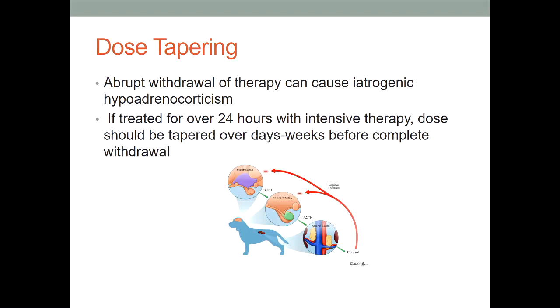So if you treat them for more than 24 hours using intensive therapy, you want to taper it. Usually what I do is cut the dose in half once a day. If they were on twice a day, do their dose once a day, then cut that in half for once a day, and then every other day. And there are tapering protocols out there that you will learn. The basic thing to remember is you can't just pull them off abruptly.